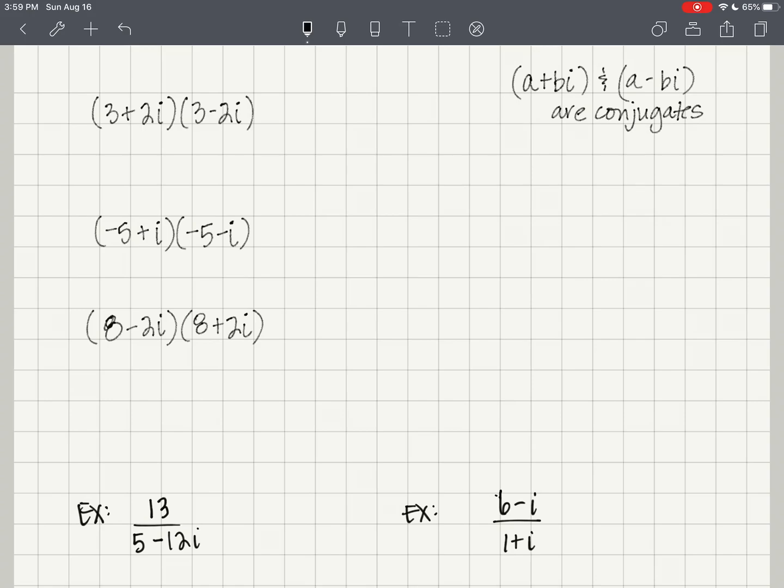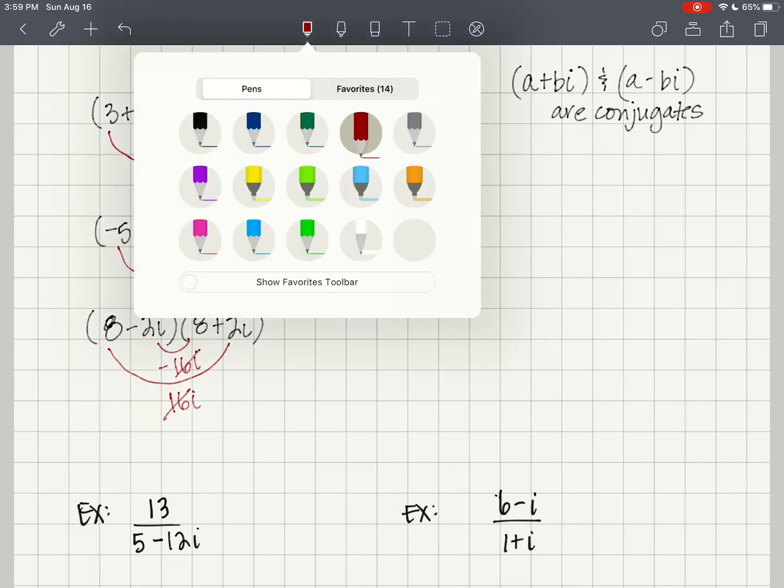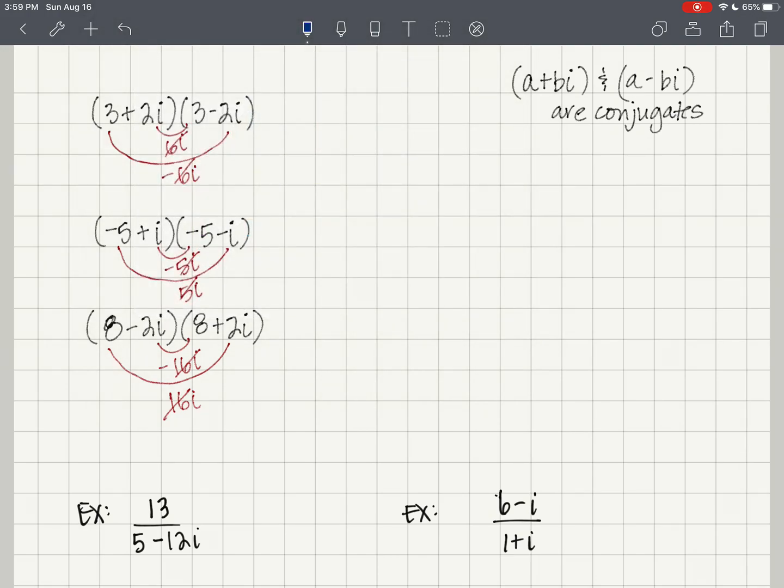What happens when we multiply conjugates together? When we multiply conjugates together, the outer and the inner cancel out. The outer and the inner will cancel out. Once again, the outer and the inner cancel out. So that leaves us with just the first and the last.